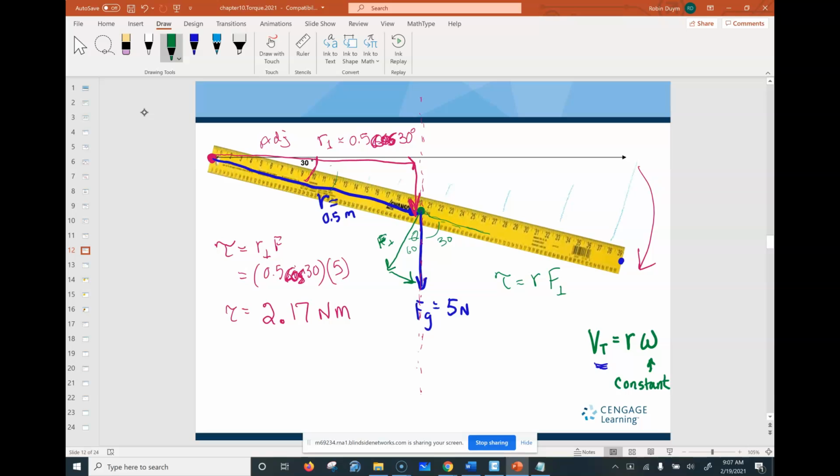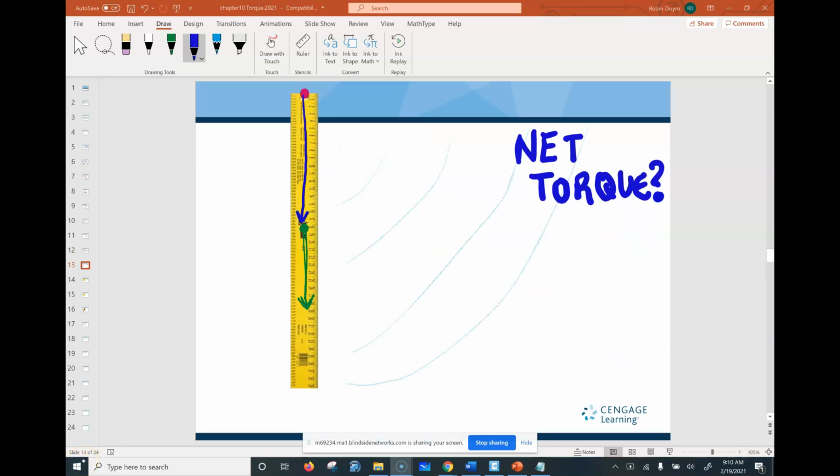Hold on a sec. I'm going to pause. Hold on. Are those vectors, do they have any perpendicularness to them? No. No. So my net torque is going to be equal to 0. Okay.